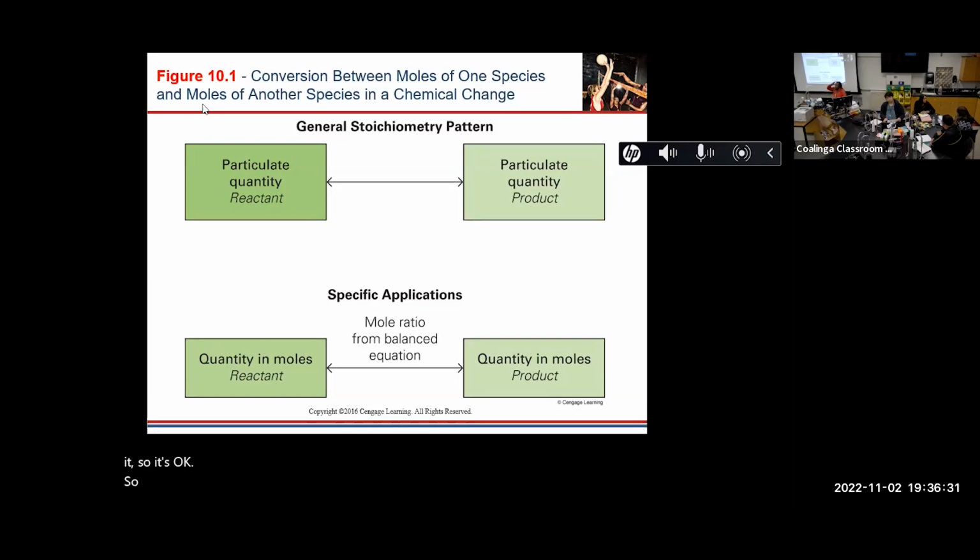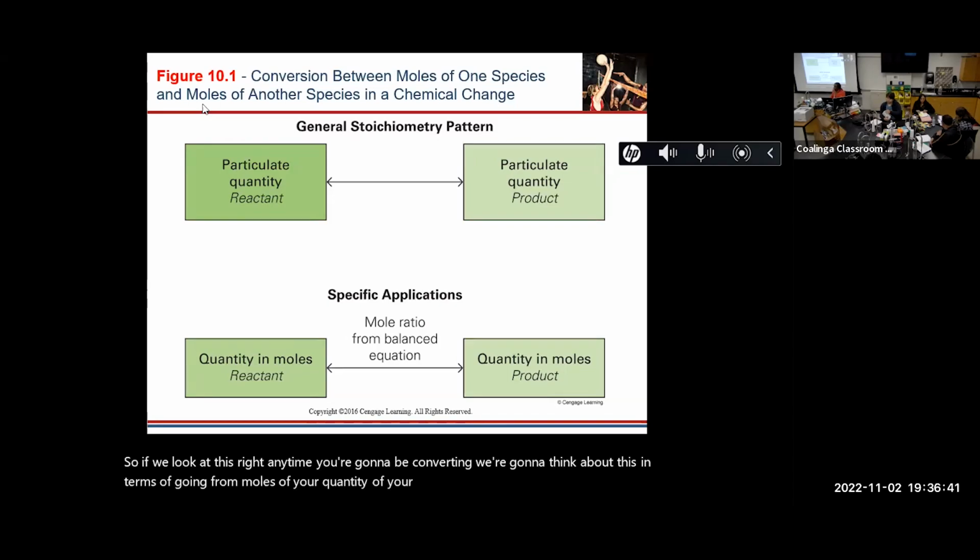So if we look at this, anytime we're going to be converting, we're going to think about this in terms of going from moles of your reactants. If you use that mole to mole ratio, we can get the quantity of our product. So if we have a balanced chemical equation, we can always get from one point to the other. Exactly. The very first thing you should always do is check to make sure that it's balanced, and that you also have the right chemical equation.